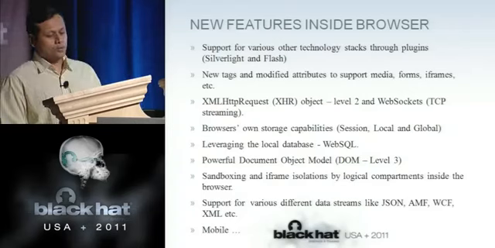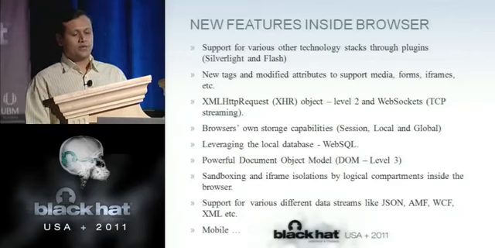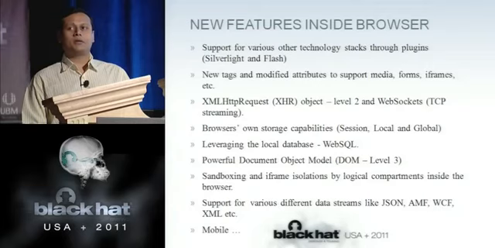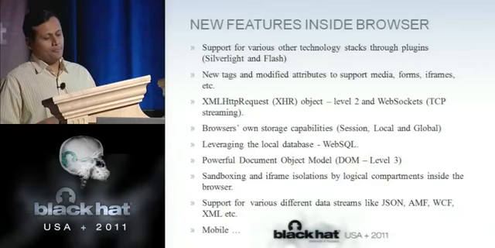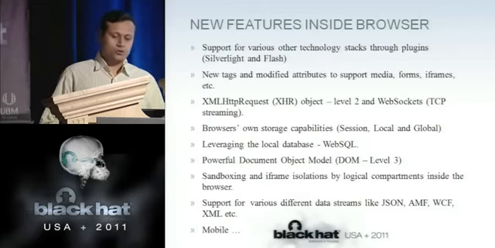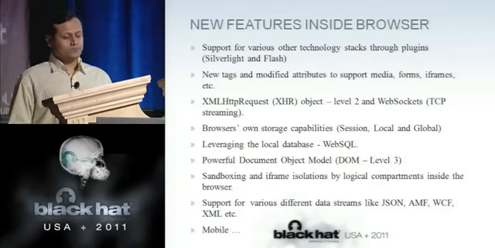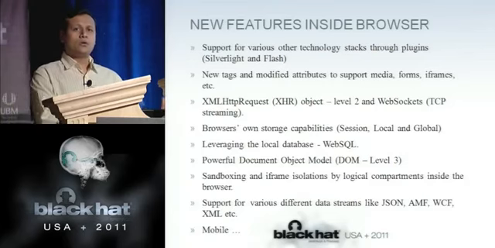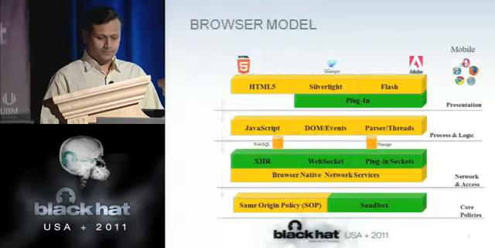We have a very powerful document object model, which is the DOM level 3 specs. Sandboxing and iframe isolation logic are in place in various different browsers, be it Chrome or Firefox and so on. And browsers or libraries are supporting all sorts of streams now, like JSON, AMF, WCF, XML, and so on. And all these can also be accessed over mobile. So this is how the whole landscape of browsers is evolving.